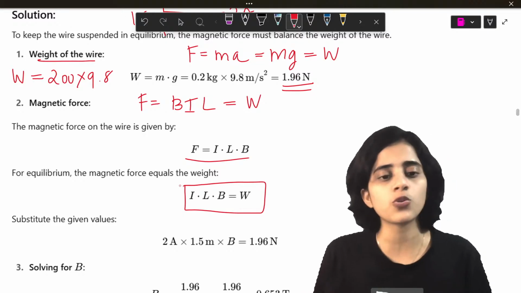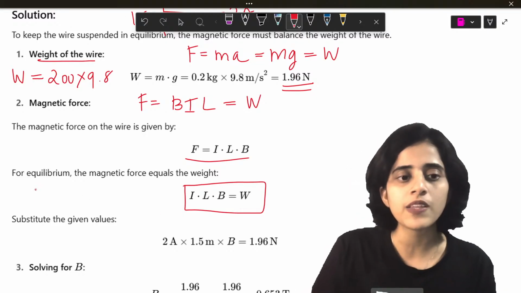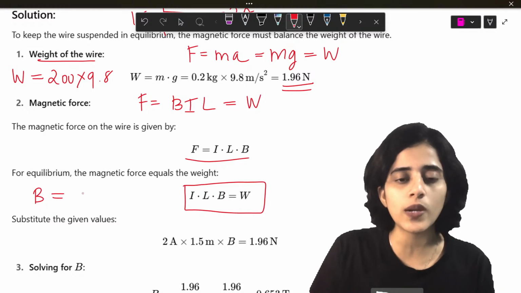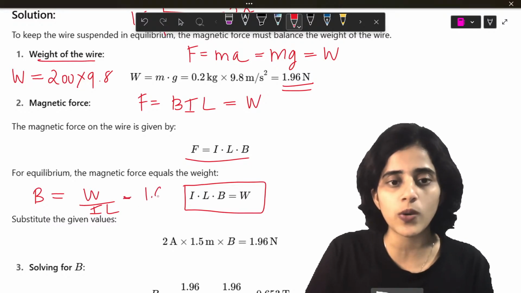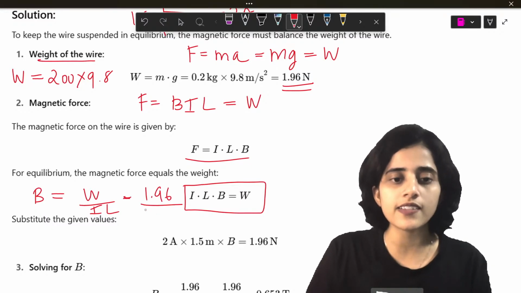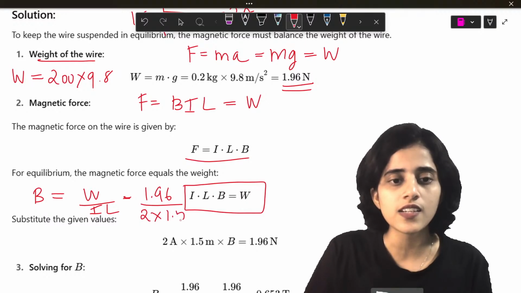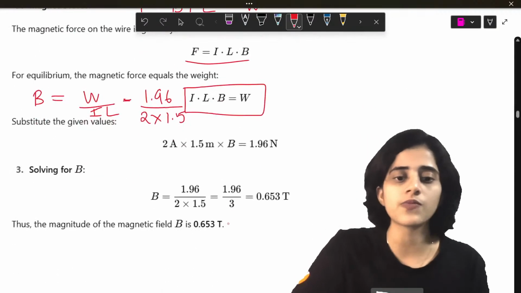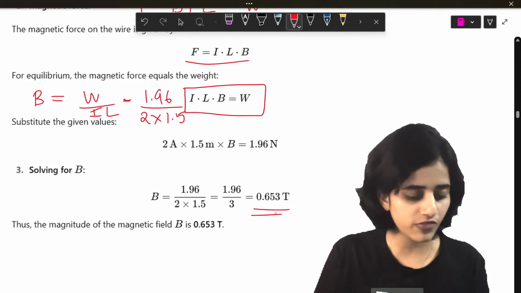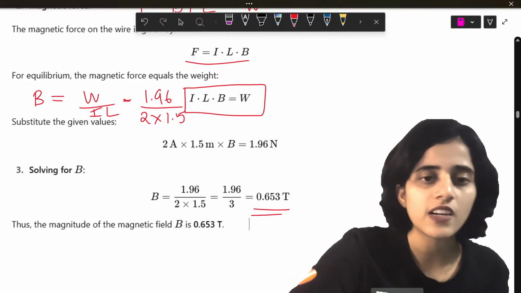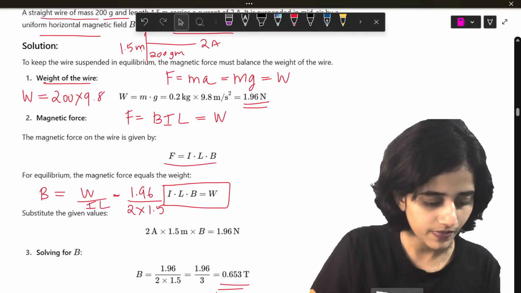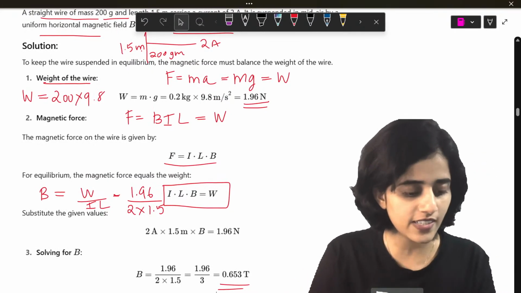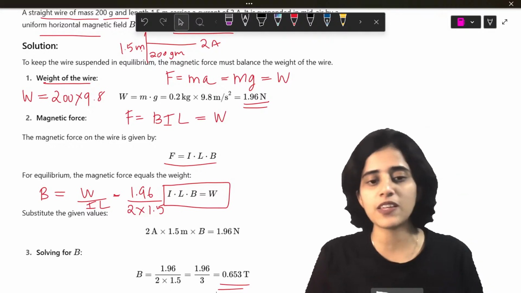Now you just have to do the substitution. I have to find out B, so rearranging, the formula will be B is equal to W by IL. W I found out is 1.96. Current is 2 amps. Length is 1.5 meters. Do the math and you will get 0.6533. Someone has already solved it. I saw an answer. Who is that? Yes, Praveen has solved it. Very good, Praveen. Praveen gave me the answer long back.